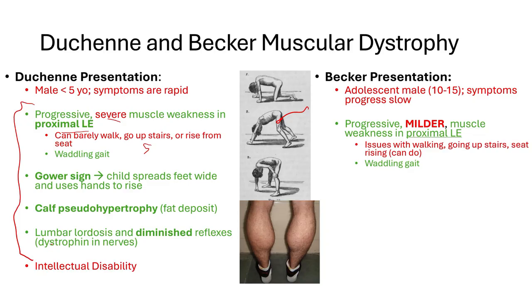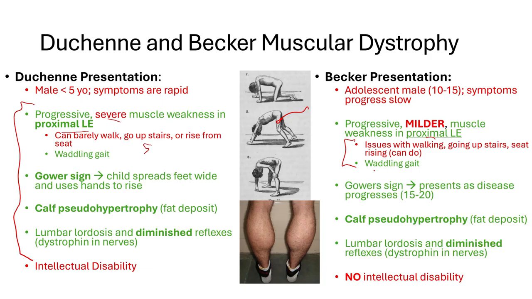What we may see will be mild muscle weakness in the proximal lower extremities, and we can get all the same symptoms that we see in Duchenne's, but typically we see it in older individuals, 20, 25, 30 years of age. You can also have Gower's sign, calf pseudohypertrophy, lumbar lordosis, and diminished reflexes. But again, this will be slower in onset and will typically not affect an individual till they're older in their years.